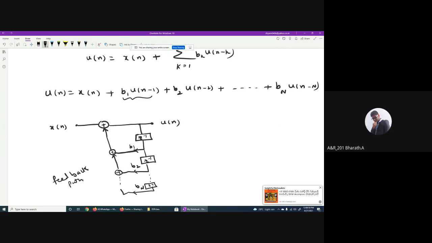Z inverse means you are telling u of n minus 1. Yesterday we have discussed, the delay element will be represented by z power minus 1. Yes or no? Yes, sir. So u of n minus 1 given to one more z inverse, you will get u of n minus 2, isn't it? Yes or no? Yes. Fine, very good.